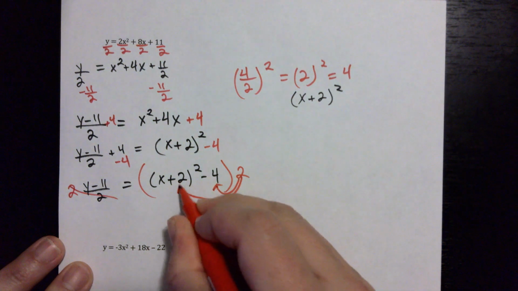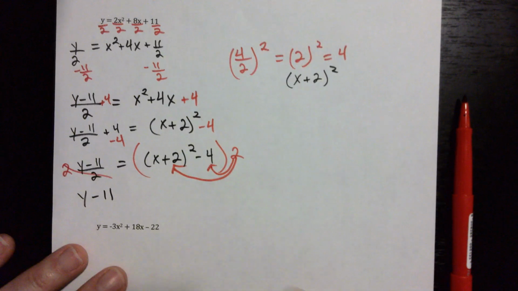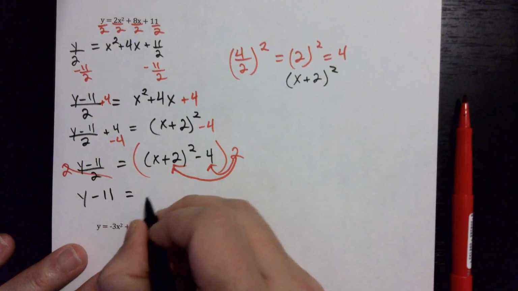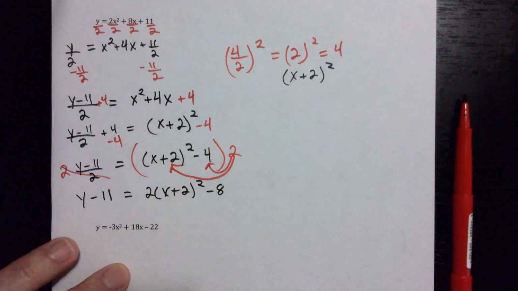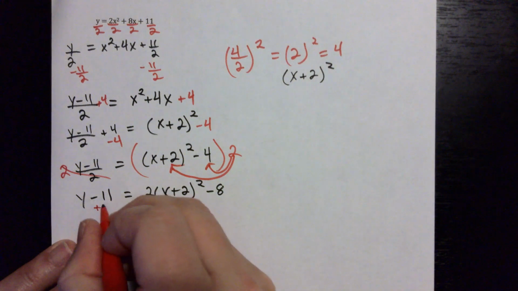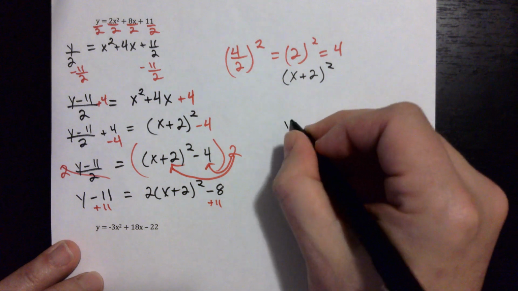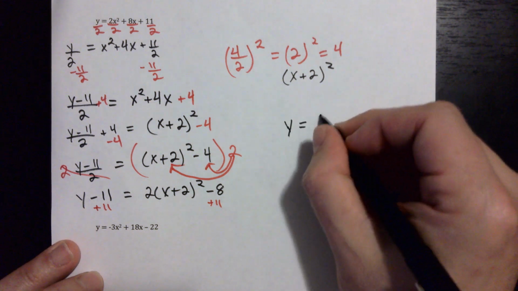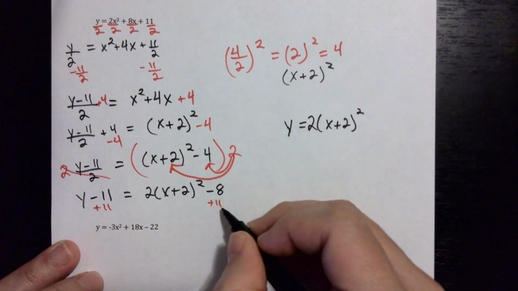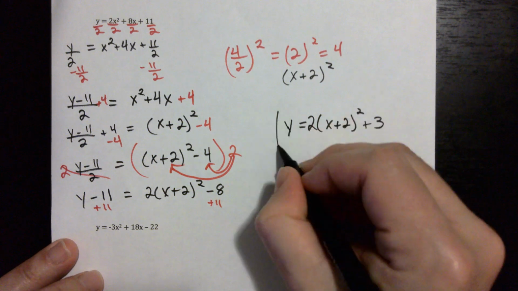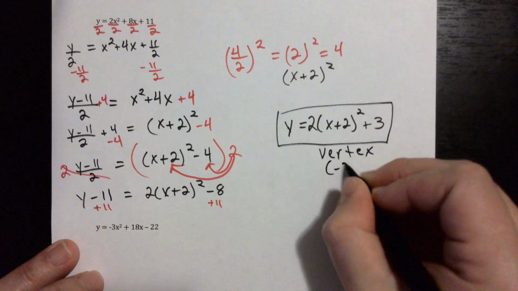I distribute here and here, which will give me y minus 11 equals, let's see, the 2 goes here, so 2 times x plus 2 squared. And the 2 goes here, making negative 8. One more step, I just need to move that 11 over so I can get y by itself. And my final answer in vertex form is y is equal to 2 times x plus 2 squared. And then what's this? 11 minus 8 is 3. Okay, so there you are in vertex form, and the vertex of this would be negative 2, 3.